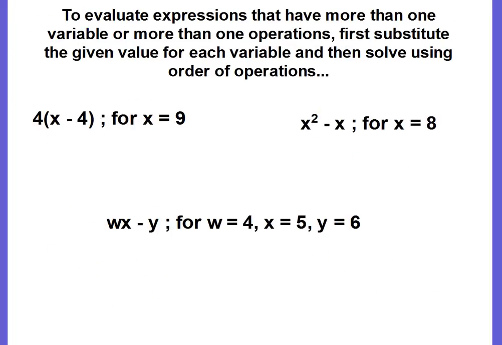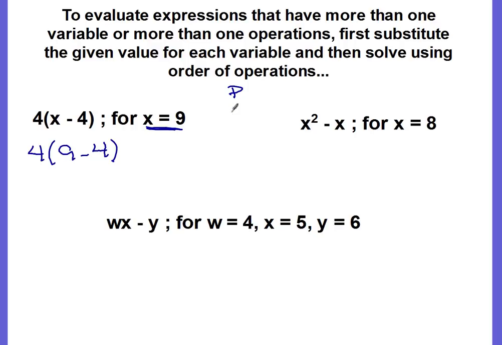To evaluate expressions that have more than one variable or more than one operation, you first substitute the given value for each variable and then solve using order of operations. So in our first example, we have 4 times the group of x minus 4. We want to evaluate this and see what we would get if x were 9. So let's rewrite. We're going to write 4 parentheses, and we're going to substitute 9 for x. So it becomes 9 minus 4.